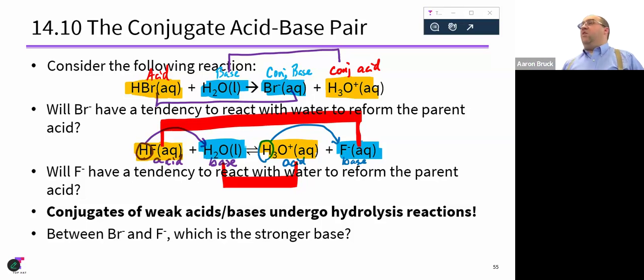And we would make the same kind of argument with the fluoride ion. Fluoride ion could react with water to create hydrogen fluoride and hydroxide. It could act as a base. To what extent does that actually occur? And if I'm going to compare the bromide and the fluoride to each other, how do I know which one would act stronger as a base compared to the other?